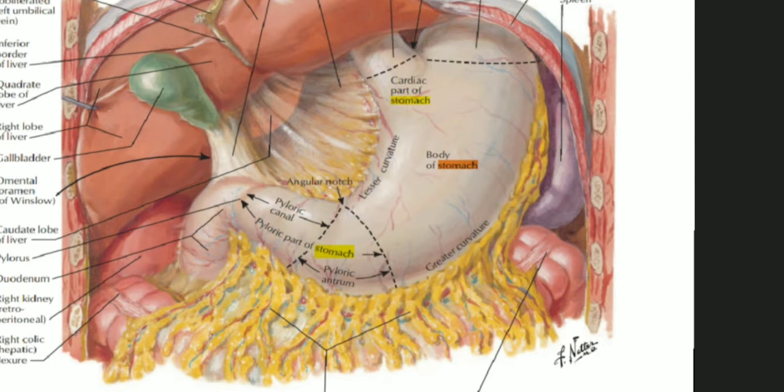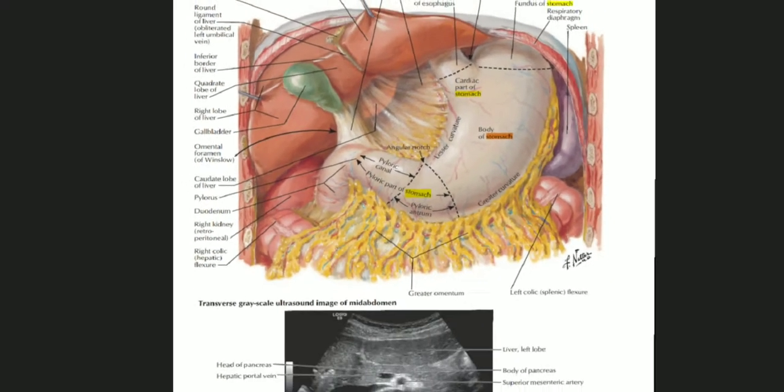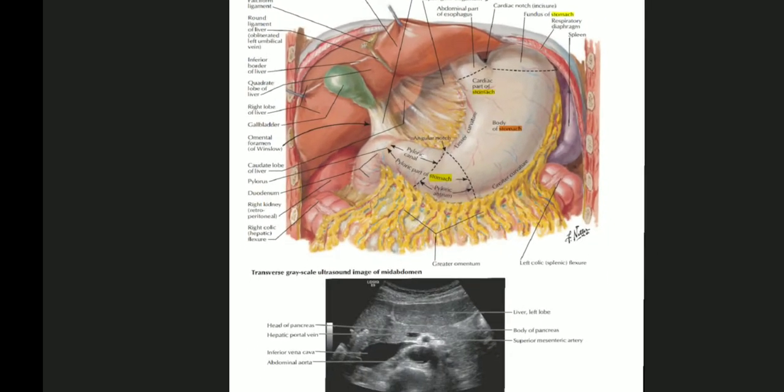Function: acts as a reservoir of food, helps in digestion, absorption of salt, water, alcohol, and certain drugs, and secretion of intrinsic factor. You can see the situation: epigastrium, umbilical, and left hypochondrium.